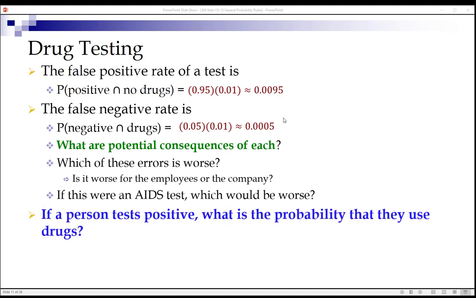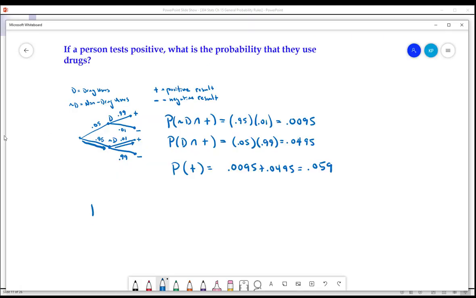That being said, see if you can calculate this. If a person tests positive, given that their test says positive, what's the probability that they actually use drugs? Pause the video now and see if you can answer this question. So what this question is really asking is, what's the probability that someone does drugs given that they tested positive? Okay, so what's the probability that someone actually does drugs given that they tested positive?